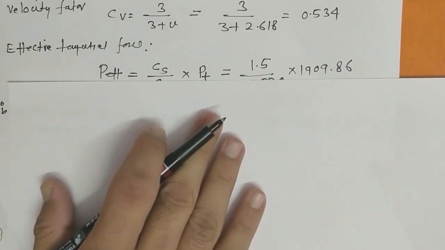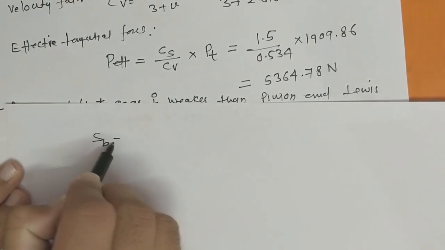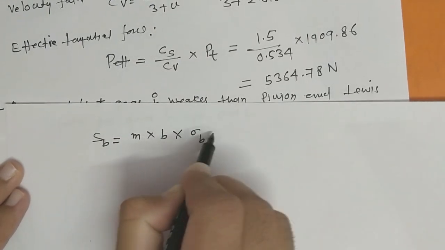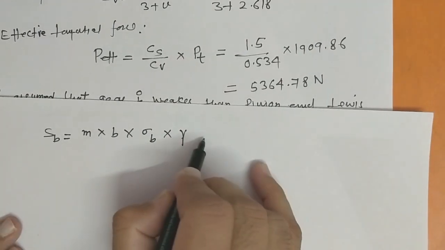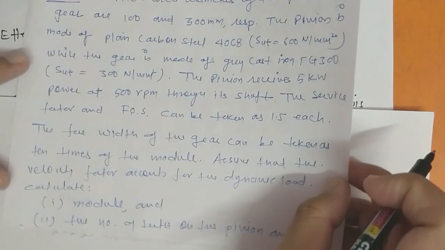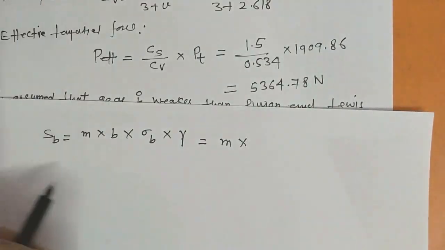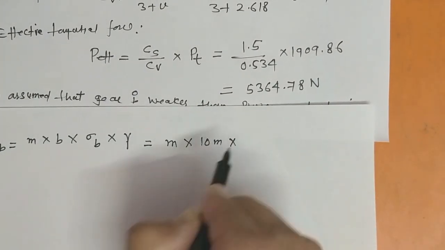So now we'll apply the beam strength formula or Lewis equation. The Lewis equation is SB equals module times face width multiplied by sigma B multiplied by Lewis form factor Y. So module M, and in the numerical we are given that the face width of the gear can be taken as 10 times the module. So face width B can be written as 10 M.